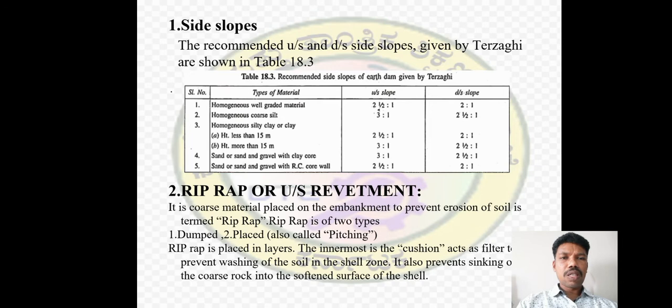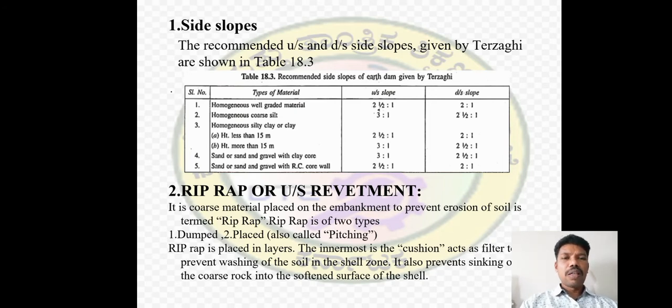And next one, sand or sandy gravel with clay core, the upstream slope will be 3:1 and the downstream slope will be 2.5:1. Similarly, there are recommendations for sand gravel with RCC core wall. When we have a core wall, we can have an upstream slope minimum of 2.5:1 and downstream slope 2:1. Like that, there are certain recommendations for taking upstream and downstream slopes.